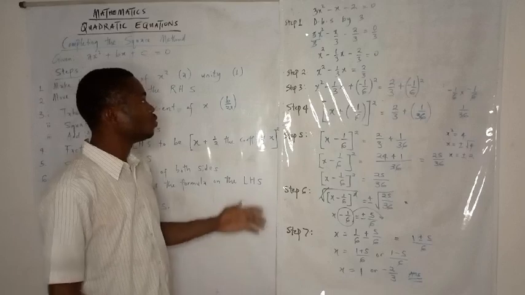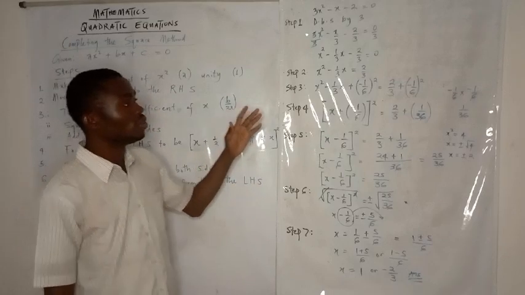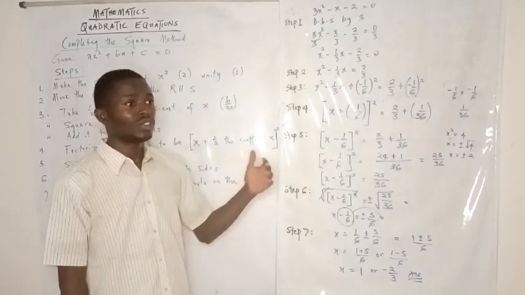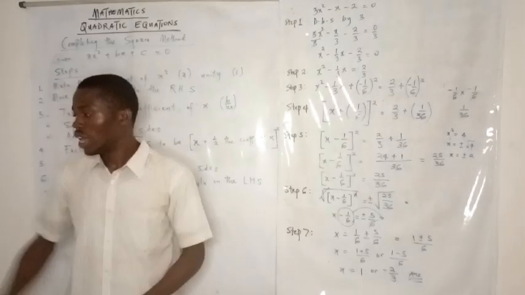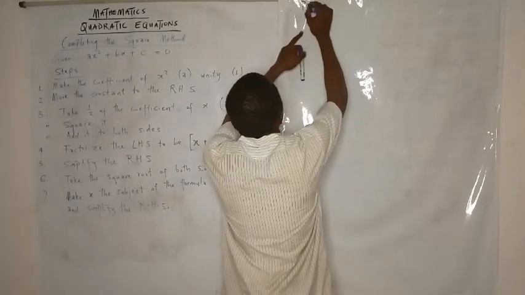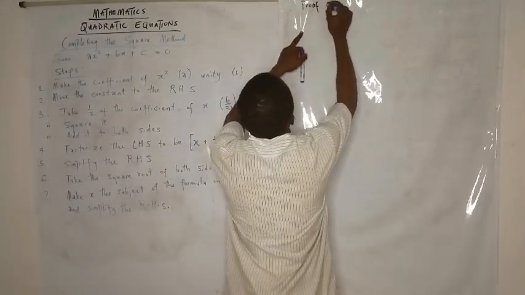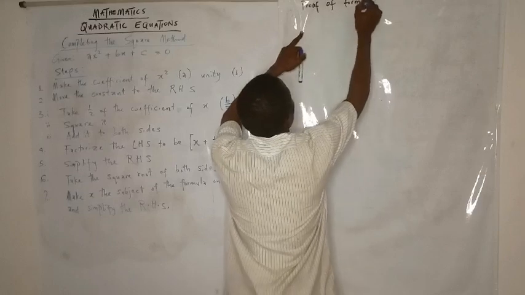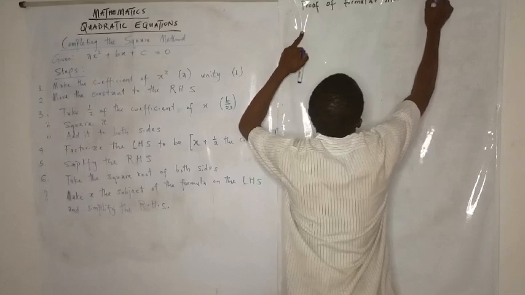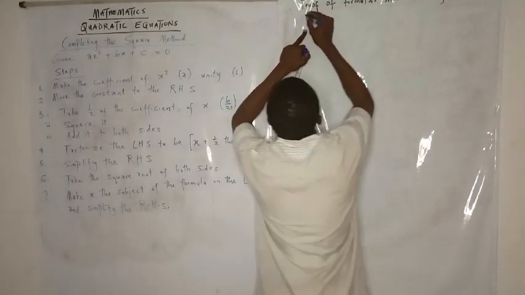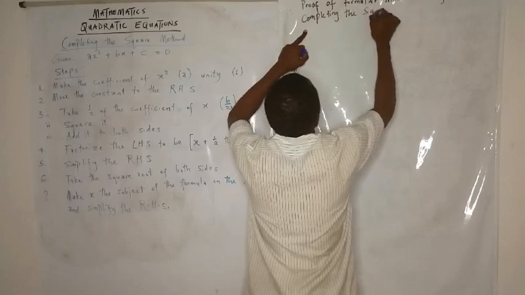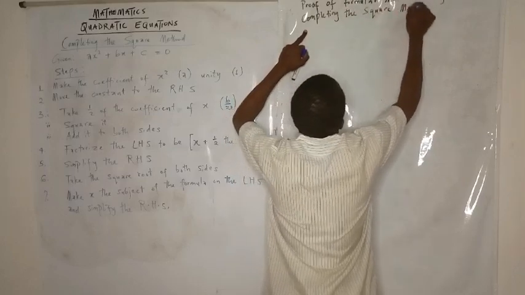And lastly, I'm going to prove the formula method. I'm going to show the proof for the formula method so that you can use it to cross-check other questions. Proof of the formula method using the completing the square method.